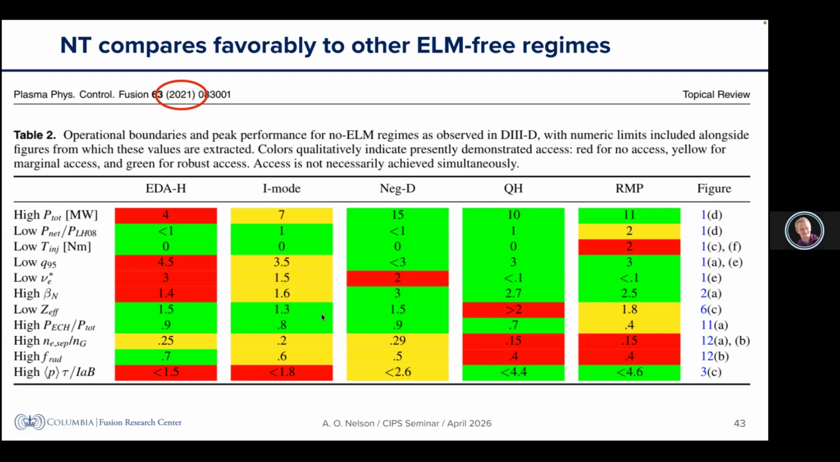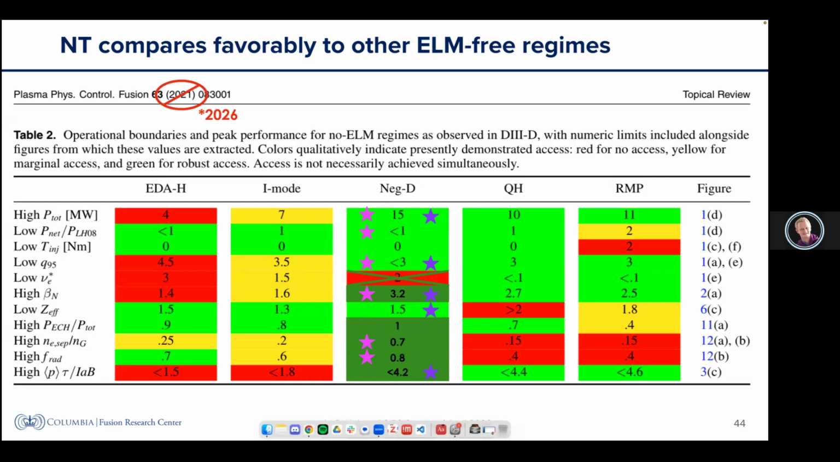But this is kind of the status in 2021 of all these different regimes and how they perform in terms of these things. After we did the negative triangularity experiments in 2023, the negative triangularity line just lit up entirely green. And I've also plotted here in stars criteria that will access simultaneously. So basically like two types of scenarios of negative triangularity that we were able to achieve on D3D in this first campaign. One of which hit all these buttons and one of which hit those buttons. So it's getting really close to being applicable, right?